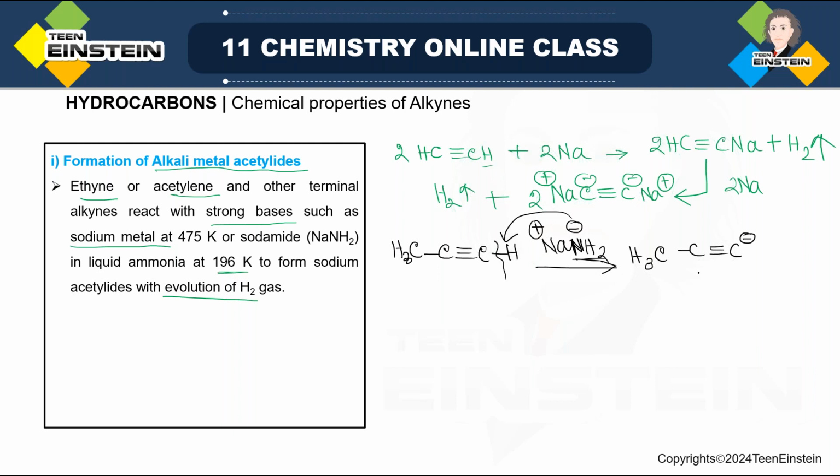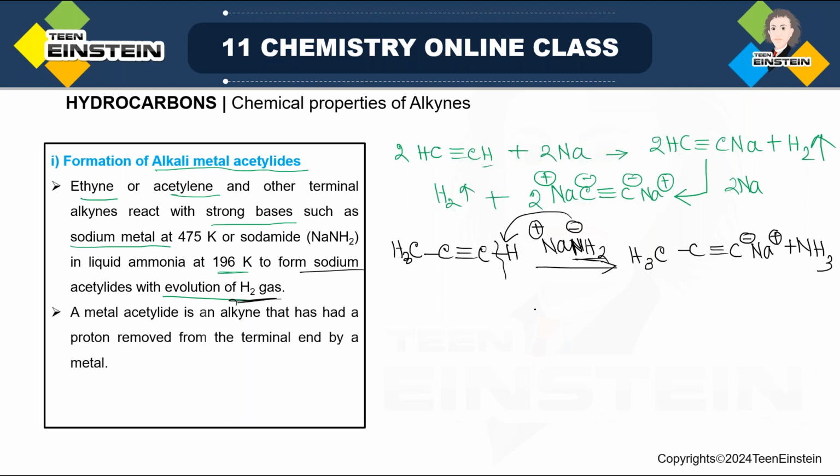This bond will be broken. So NH2 minus is combining with this hydrogen, so the byproduct you will get is now ammonia. Right? So it is basically hydrogen gas when you have taken sodium metal; when you have taken sodamide, that is NaNH2, then ammonia will be the byproduct.